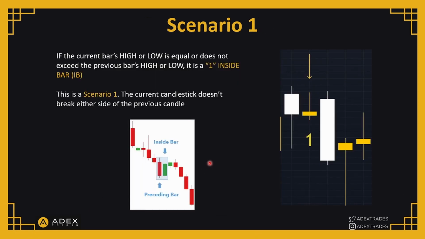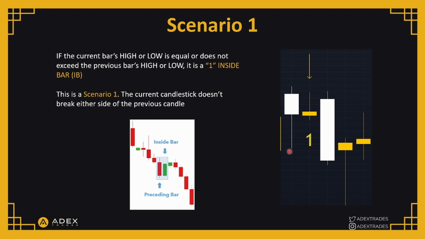All right, so scenario one. Scenario one is when we have a bar that is not strong enough to take out the previous high or low, and we call this the inside bar. So if you look at the current bar, let's take this picture for example, you see that the high does not break the previous high, and you see that the low of this bar does not break the previous low.